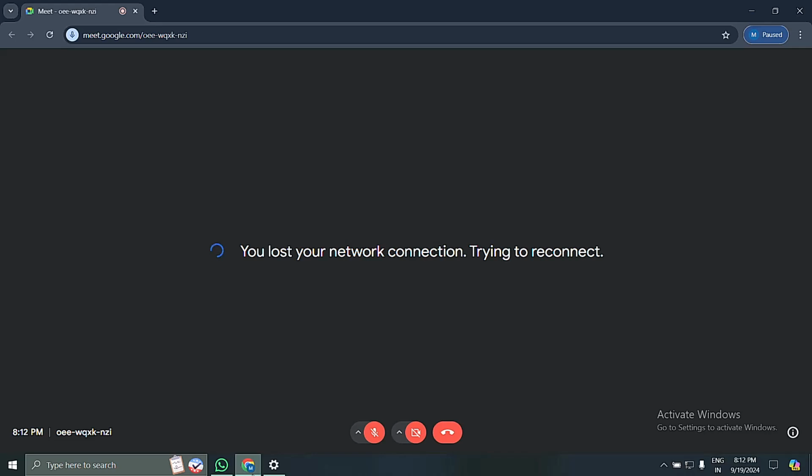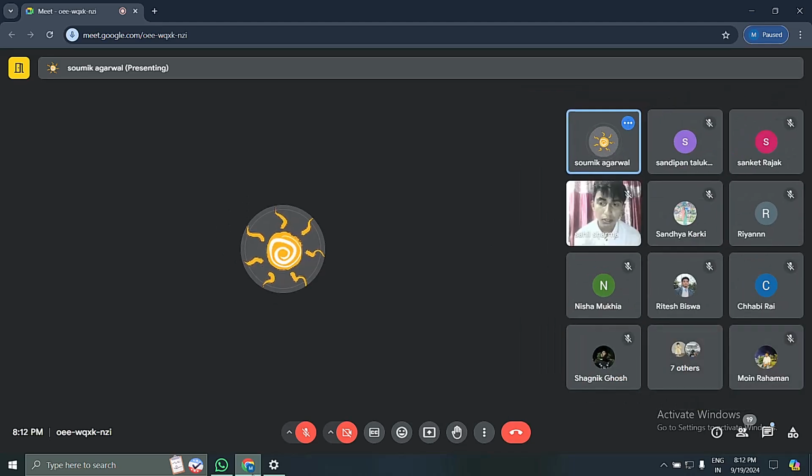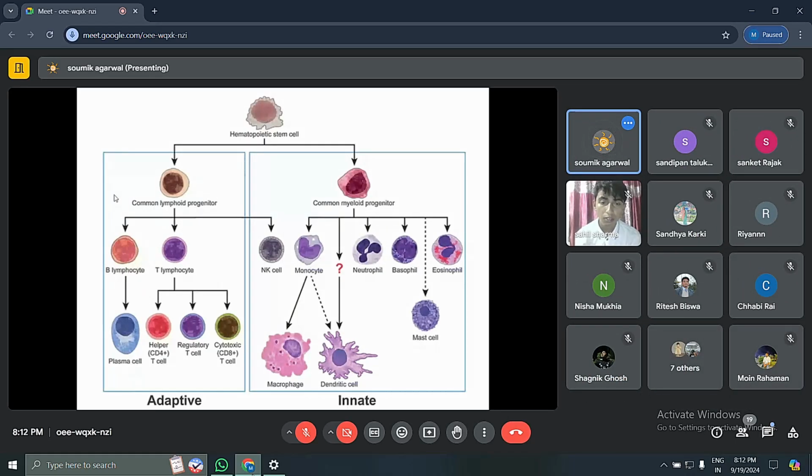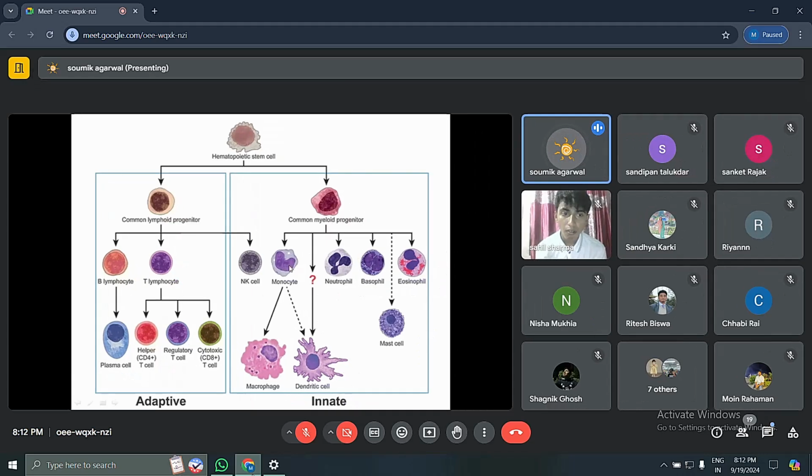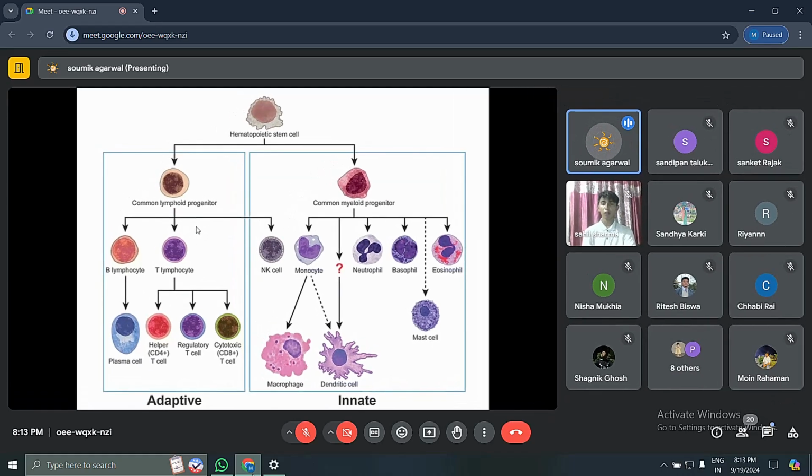As I said, these cells develop primarily in the bone marrow. Then B cells will directly enter into the peripheral circulation, the blood circulation, whereas T cells will first go into the thymus, where they will be selected or trained, and then come back into the peripheral circulation.